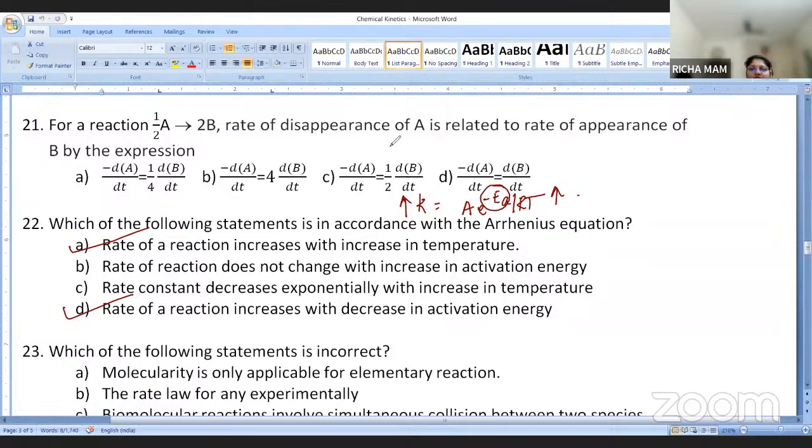If you tick any one of them, it will be correct. If such questions are there where two options are correct, and you tick any one of these, then your answer will be correct. They will give you grace marks for this. So both A and D are the right answer.